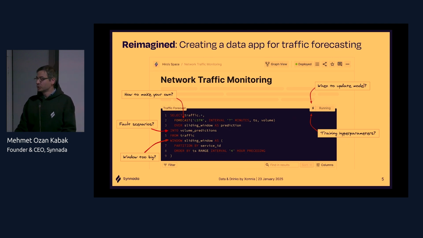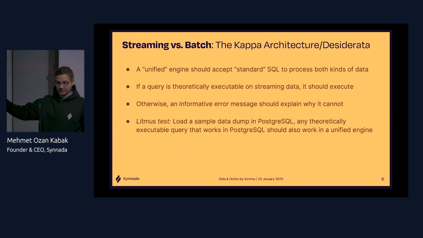So what do you need to do actually to create this app? You need to have, as you probably have guessed, this query run without differentiating between the streaming workload, which is the real-time traffic data, and handle all of that windowing and what if the window data is too big stuff. So the first problem we attacked was the streaming versus batch problem. This is called the Kappa architecture. And the holy grail is to have this unified engine that just takes in standard SQL and it is able to process both kinds of data.